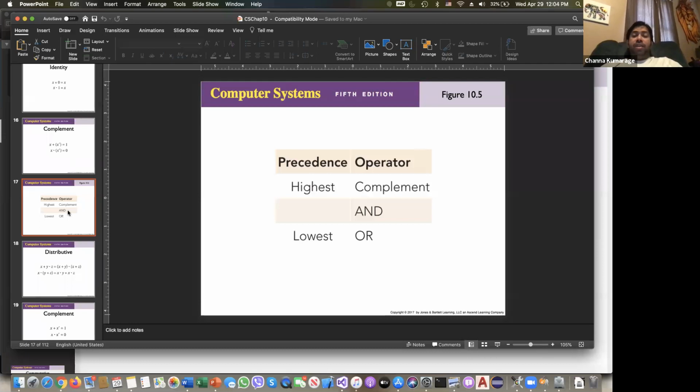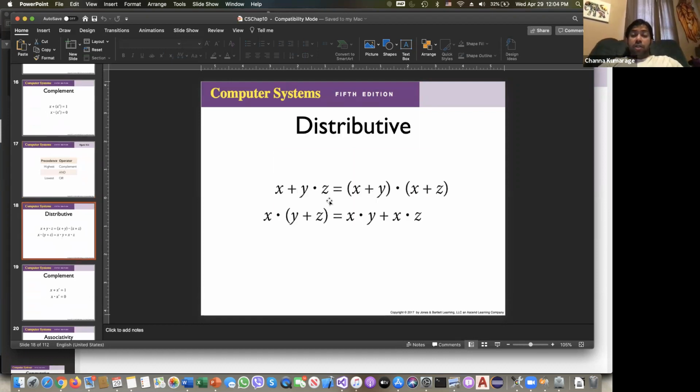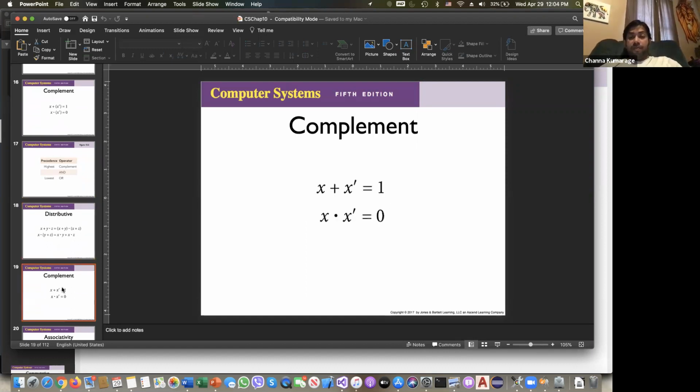As you have different types of operators, operator precedence has been defined. The highest is given to the complement, and then to the AND, and then to the OR. So as you have it here, the same rules apply. I'm not going to spend time on that.